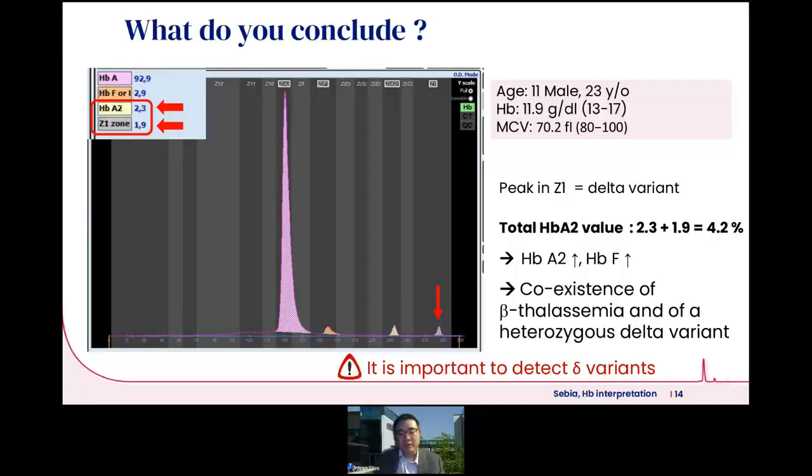So we combine the hemoglobin A2, that is the normal A2 value, and also the delta variant composition values. And this combination gives you 4.2%, which is higher than the normal reference range of hemoglobin A2. Also, you see an increase in hemoglobin F, which is very likely indicative of an underlying condition. So most likely, this is a coexistence example of beta thalassemia and also a heterozygous delta variant. Note that it's very important to consider the true hemoglobin A2 value to detect the underlying conditions.